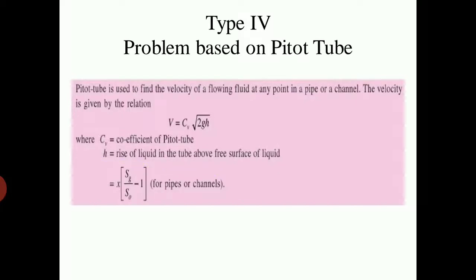Now, whenever this Pitot tube is connected to the differential manometer, then the h can be calculated by the formula h is equal to x into bracket Sg upon S0 minus 1, where x is equal to the differential manometer reading, Sg is equal to manometric fluid's specific gravity, S0 is the specific gravity of the fluid which is flowing through the pipe.